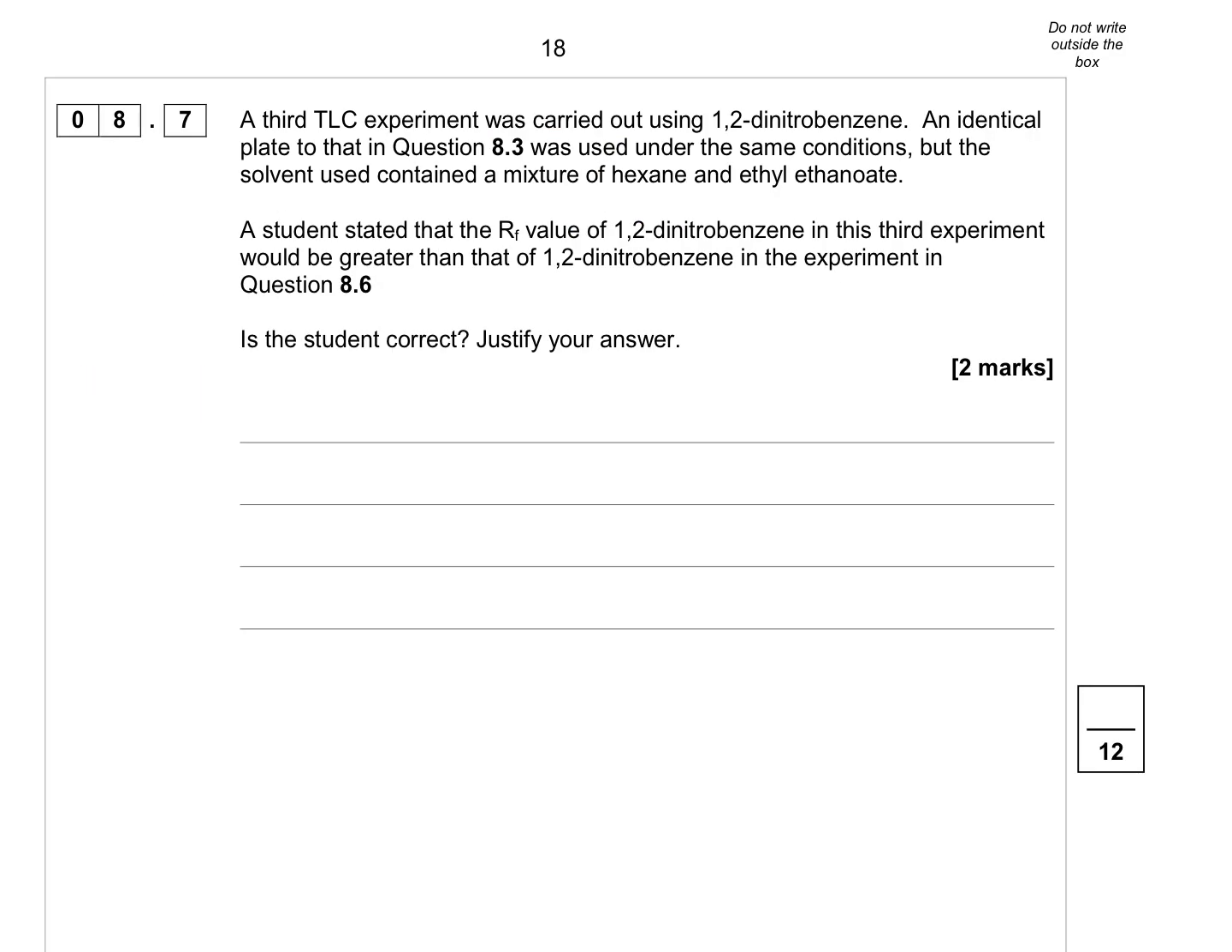So in this final question, they say we're doing 1,2-dinitrobenzene again, but we use an identical plate, but this time we've added ethyl ethanoate to the solvent mix. Now, ethyl ethanoate is more polar. So it says, is the student correct or not when they say that the RF value is going to be greater? Well, the student would be correct, so it's important that you state that, because the addition of ethyl ethanoate is going to make the solvent, or the mobile phase, much more polar.